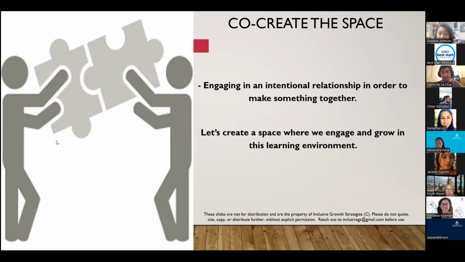So as we co-create, we want to make sure that we're engaging in an intentional relationship in order to make something together, right? We're making DEI together in this space. This is a learning space. So please feel free to share, ask your questions. Because of time, if I have to move us along, I'm not trying to intentionally shut you down, but I just want to make sure that we're staying on task.